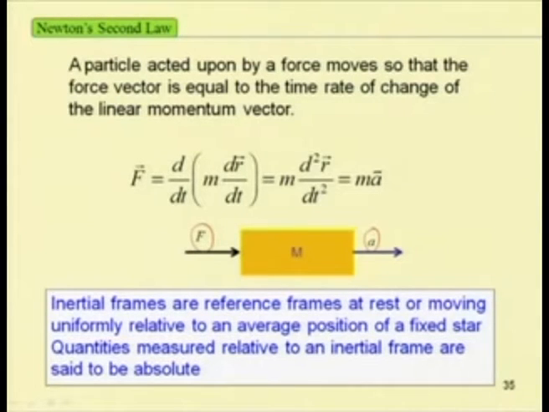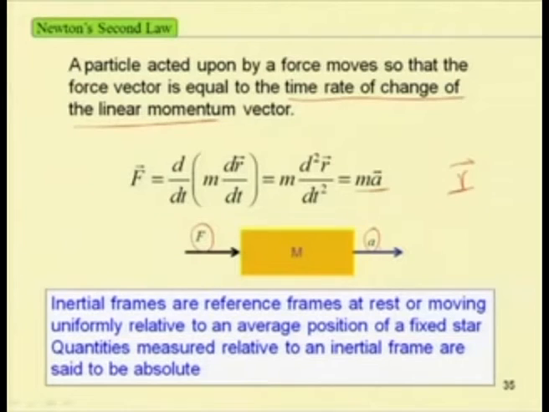the time rate of change of linear momentum. Linear momentum is equal to m times velocity. If the position vector r represents the displacement of this body of mass m, then the change in momentum is m dr by dt. So, one can write this equation as F equal to m a, where a is the acceleration and F is the external force. So, external force equals mass into acceleration. This is the second law, Newton's second law.